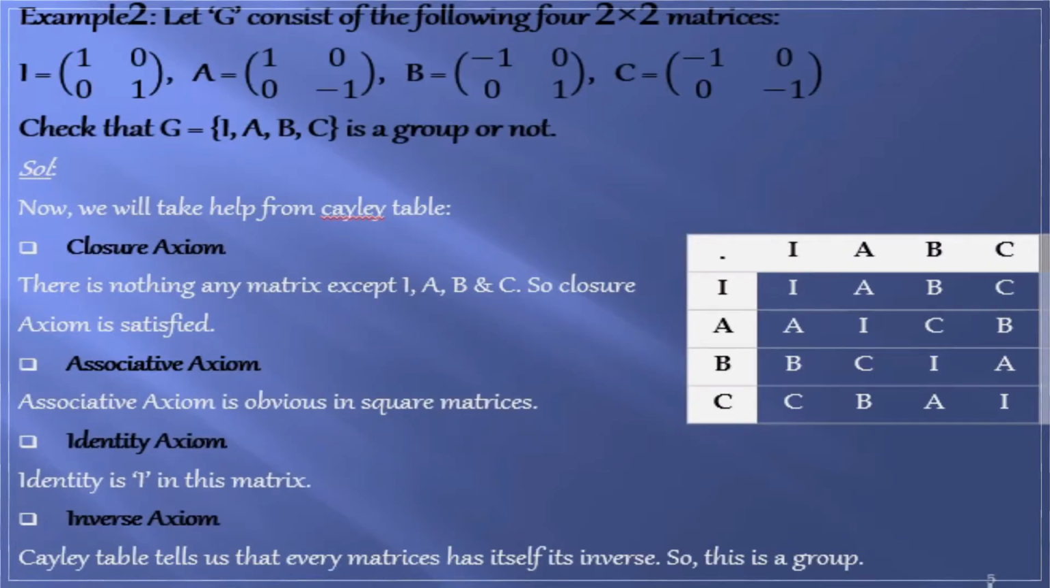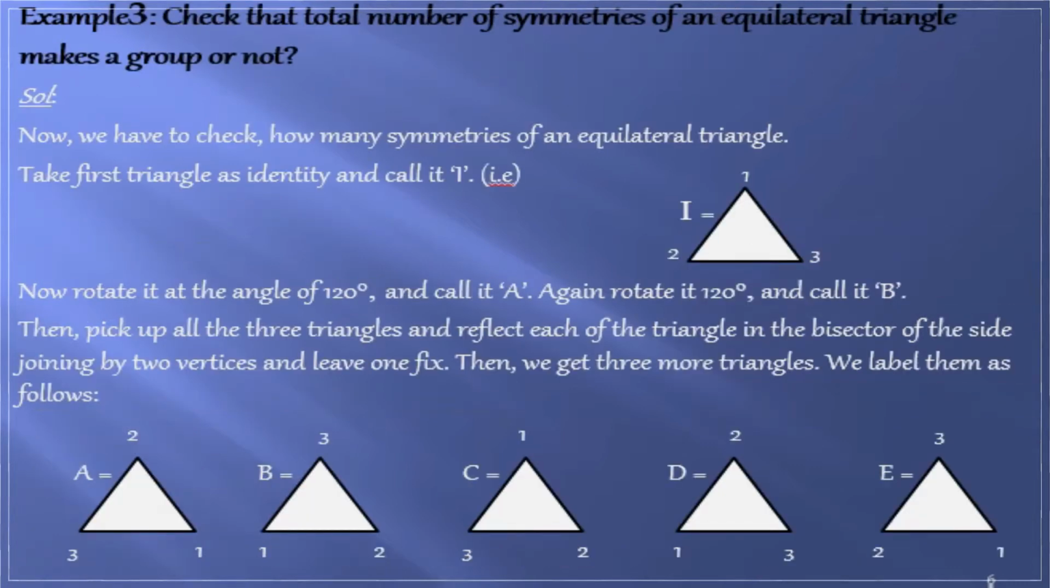Now, there is another example of a set of 2 cross 2 matrices. This is a set of 4 elements. We use Cayley table here to check whether this is a group or not. Closure axiom is obvious. We can see that from Cayley table. Every element is its own inverse. This group is called the Klein 4 group. We will use this group later.